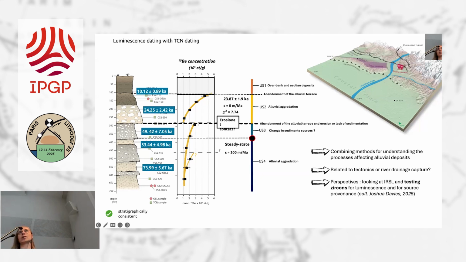So now the big question about this site is, okay, this change that I'm suspecting, is it related to tectonics or a big river drainage capture? This summer, we will test some new luminescence on zircons, but we will also do uranium-lead (U-Pb) dating to look at the provenance of these sediments.